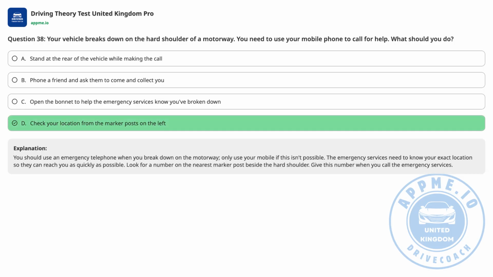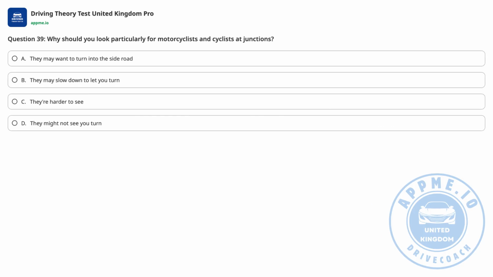The correct answer is D. Question 39. Why should you look particularly for motorcyclists and cyclists at junctions? A. They may want to turn into the side road. B. They may slow down to let you turn. C. They're harder to see. D. They might not see you turn.